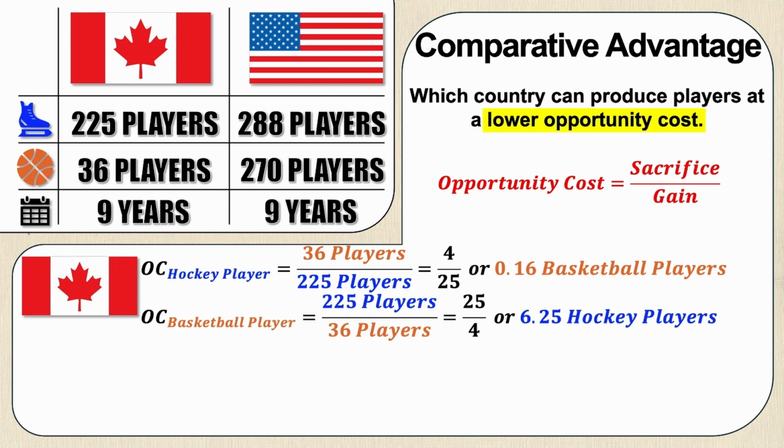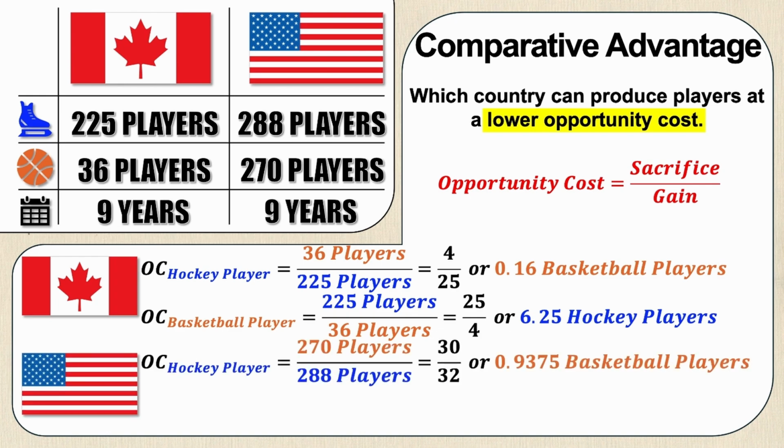Let's look at the opportunity costs for the United States. So the opportunity cost for hockey players looks like this. The United States must give up 270 basketball players in order to gain 288 hockey players. If I reduce this fraction, it ends up being 30 divided by 32, which is 0.9375 basketball players. And how you read this is that one hockey player would cost the United States 0.9375 basketball players. That's how many basketball players they could have trained up in the same time that they trained one hockey player.